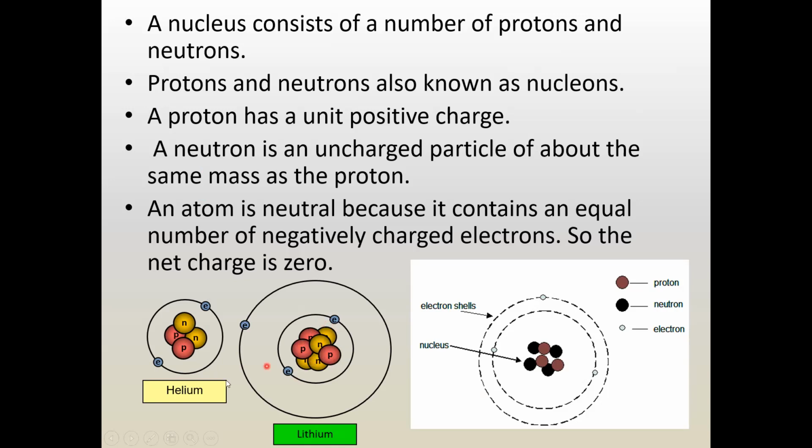And to be a neutral atom, the number of protons is always equal to the number of electrons. So if two protons are there, there are two electrons. Lithium has three protons, so three electrons should be there. In the first shell it has two electrons, and in the second shell it has one electron. So for an atom, the number of protons is equal to the number of electrons.